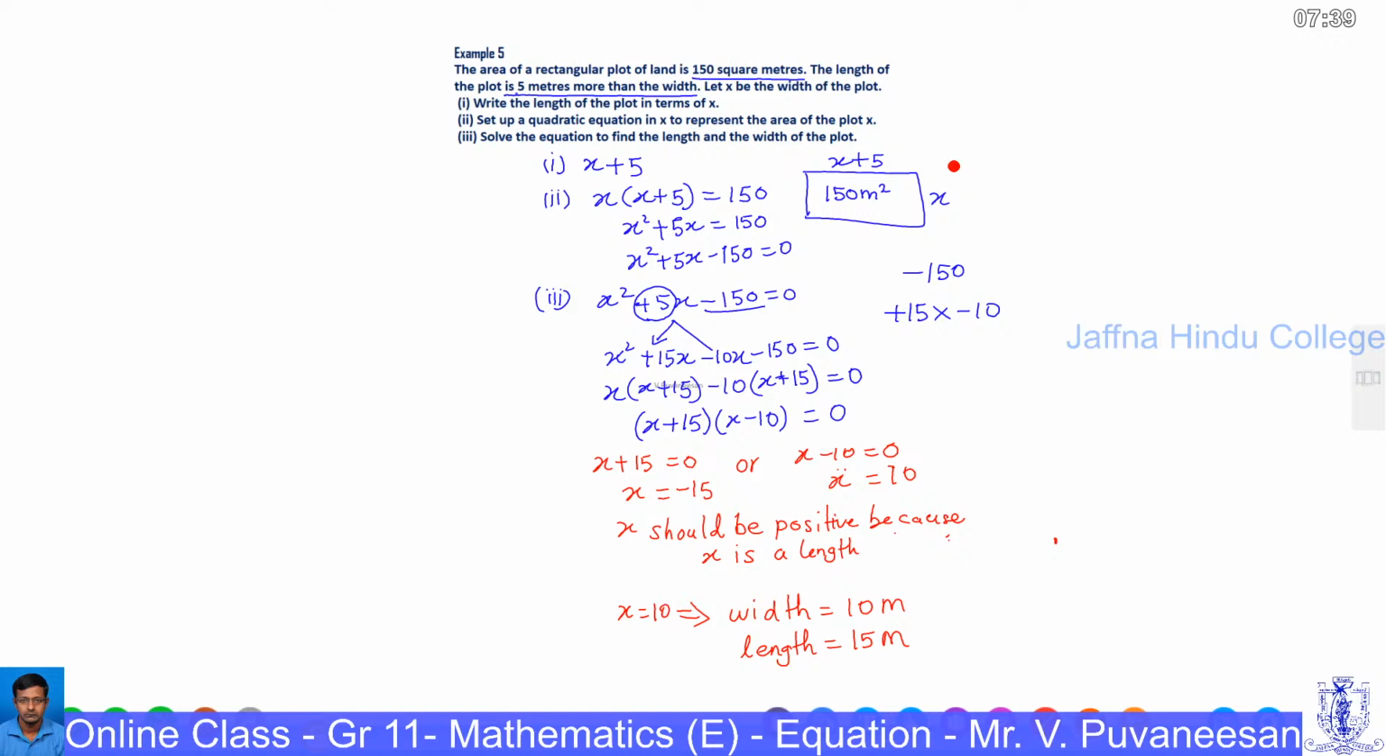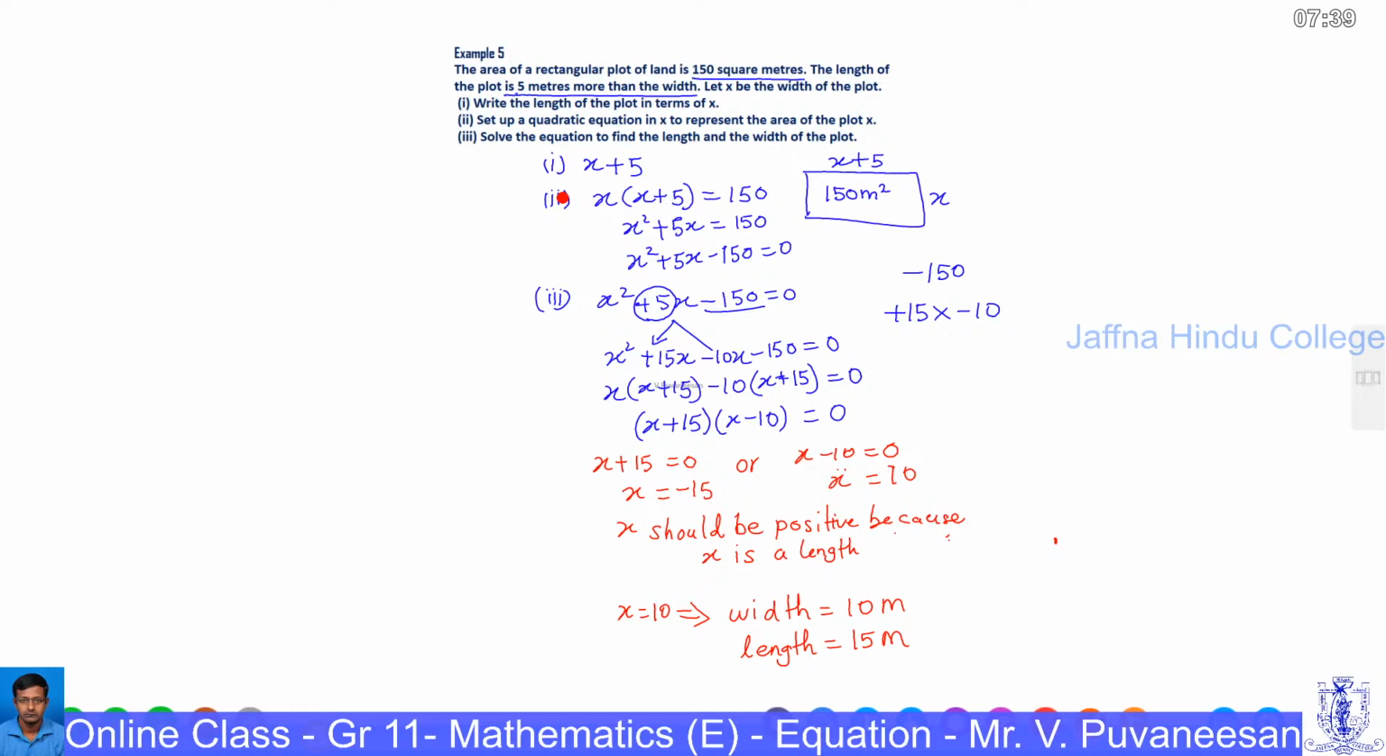Then we can put an equation for the area. The area is 150 square meters, as stated already, and we can also find the area by multiplying length with breadth. The length is x plus 5 and the width is x, so x into x plus 5 equals 150. Then we remove the brackets and form the quadratic equation: x squared plus 5x minus 150 equals 0.